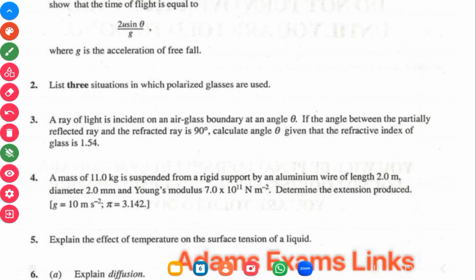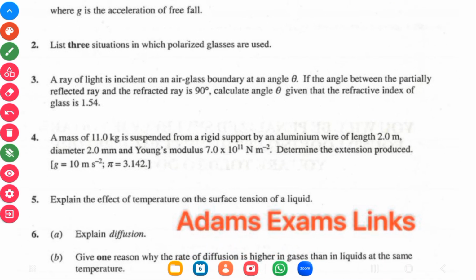And the third question is this: a ray of light is incident on an air to glass boundary at an angle of theta. If the angle between the partially reflected ray and the refracted ray is 90 degrees, calculate the angle theta. The refractive index is 1.54. So that's a question on light.